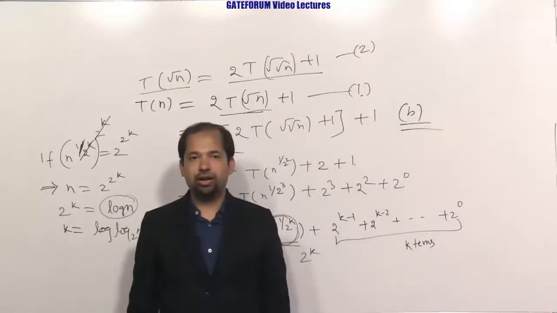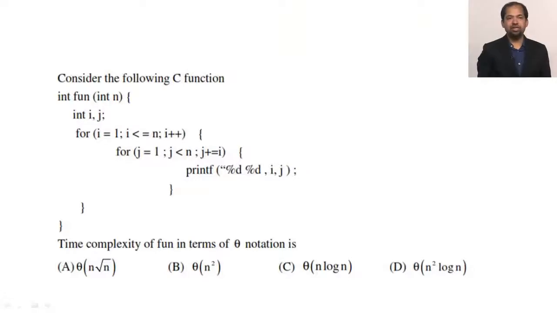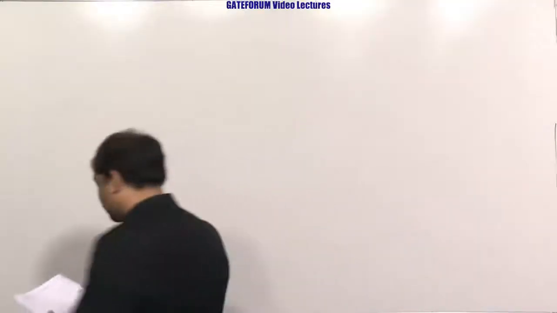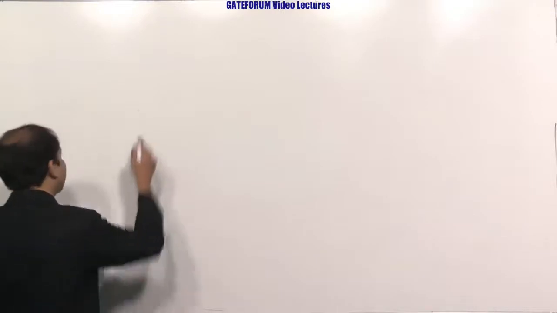So this is the end of the solution. In this particular question, we are asked to find the complexity of function fun in terms of theta notation. If you see all the options, we have the same notation, so that is not a big problem. Let's start. There are 2 loops, with a loop inside a loop. So let's find the total time complexity. The function is like this.